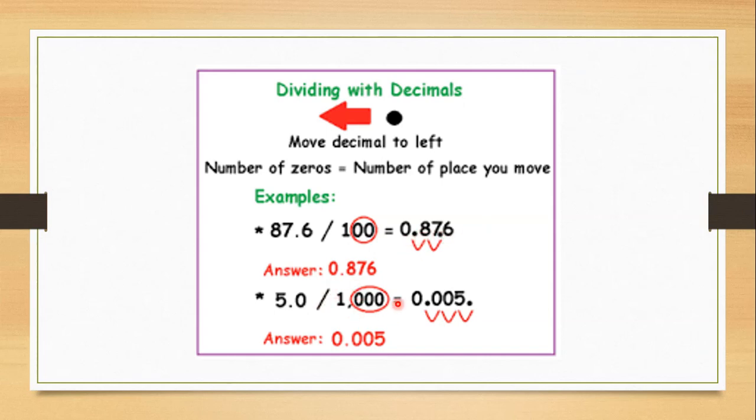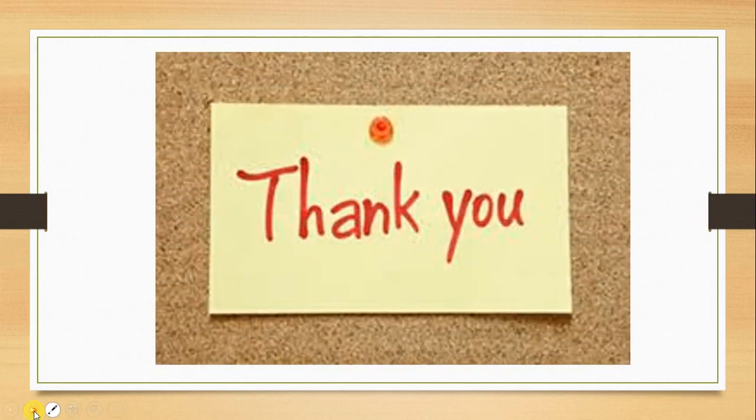0.876. Here how many zeros? 3. In the case of division, that means you will shift 3 places to the left. So here 1, 2 and 3, the answer will come 0.005. Clear?